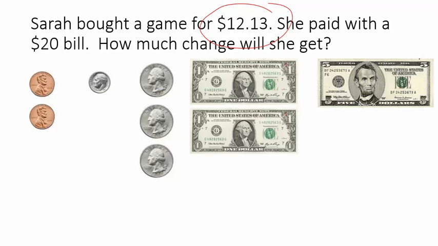So $12.13 plus the 2 pennies for $12.15, a dime for $12.25, 3 quarters for $13, $14, $15, and the $5 bill gets us back to $20. This is the change you would hand to Sarah.